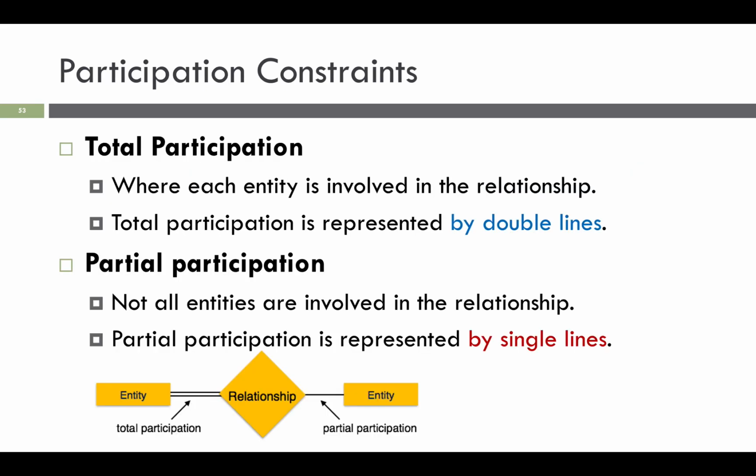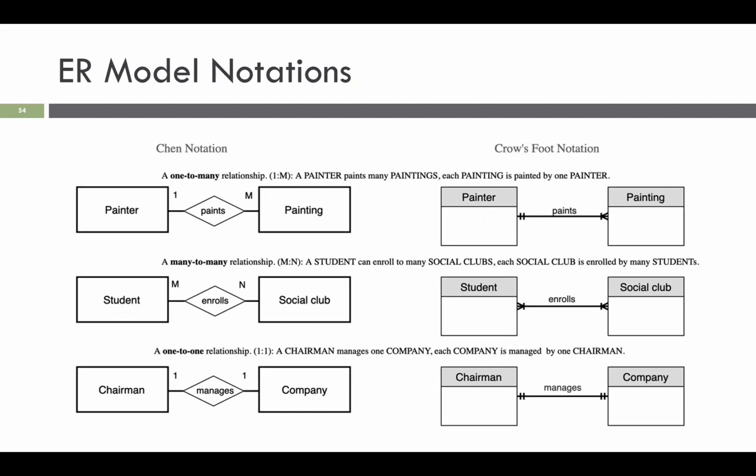Total participation is when each entity in the entity set occurs in at least one relationship in that relationship set. In the crow's foot notation, an optional relationship is shown by drawing a small circle on the side of the optional entity. Here you can see the differences in Chen and crow's foot notations.